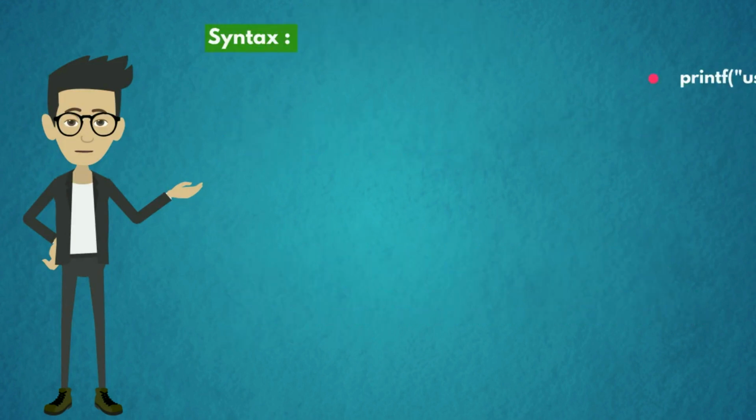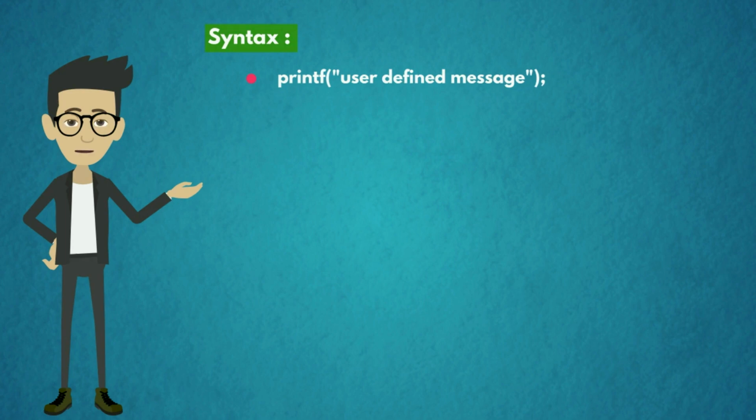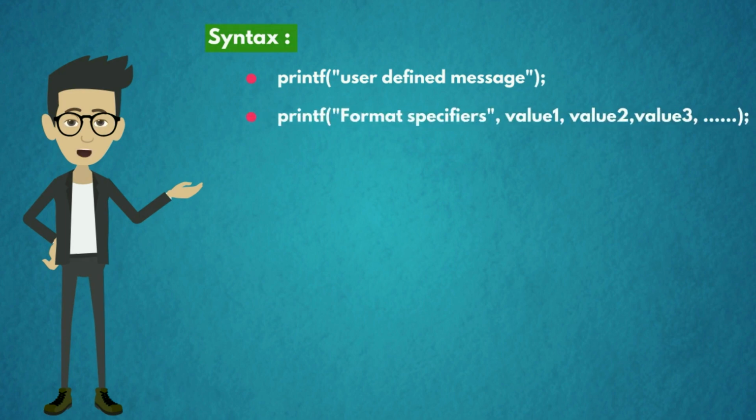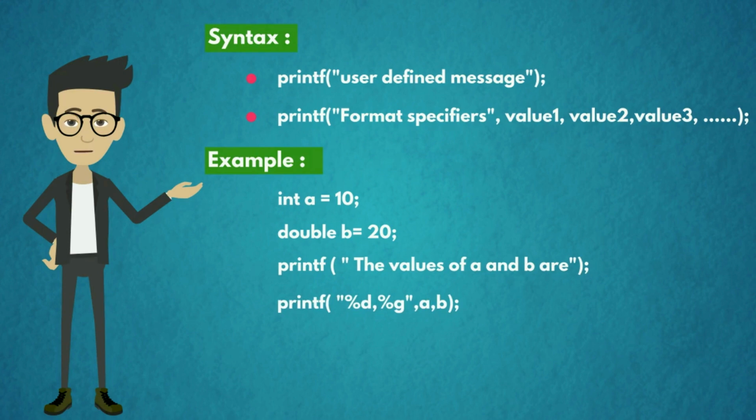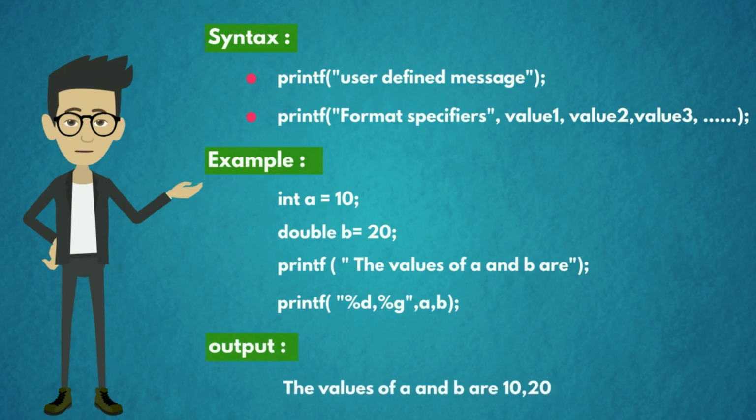Syntax of printf is printf within the double quotation user-defined message, or printf within the double quotation format specifiers, value 1, value 2, value 3, etc. We can understand with an example: int a equal to 10 and double b equal to 20. Printf statement, the values of a and b are printf %d, %g, a, b. %d is used for signed integer, %g is used for float or double. So the output will be 10 and 20.